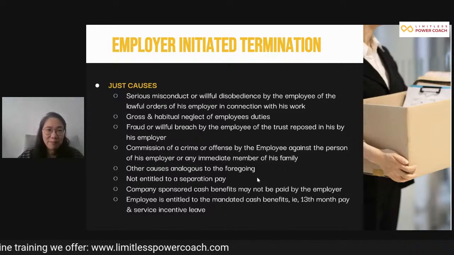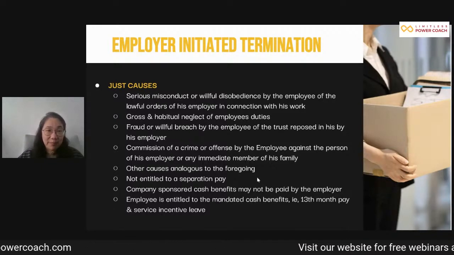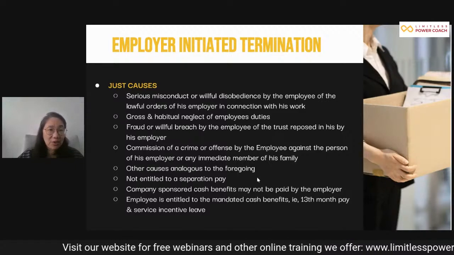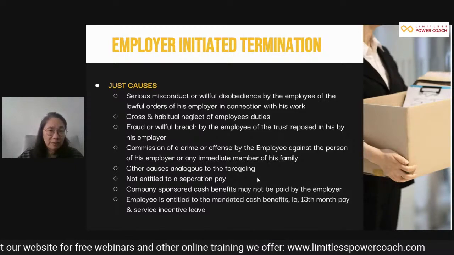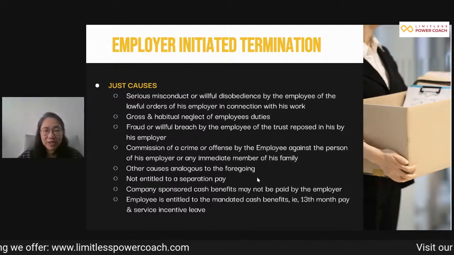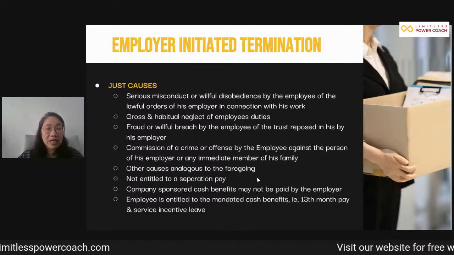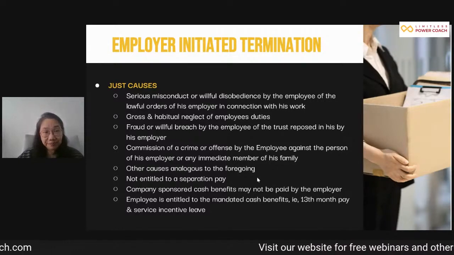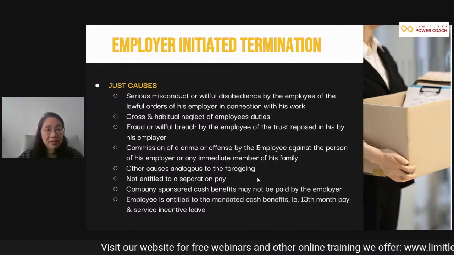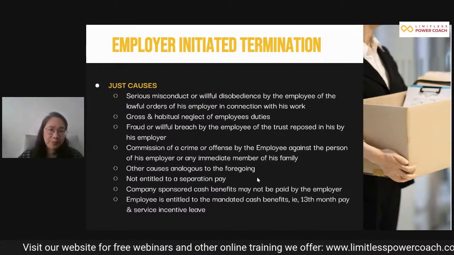But if you don't have an employee code of conduct, you need to follow what is provided for by the Philippine labor law, which are as follows: serious misconduct or willful disobedience, gross and habitual neglect, fraud or willful breach, and commission of a crime. If it's a management personnel, the breach of trust by the employer also plays a very important role. But in this particular separation from employment, you need to observe due process.